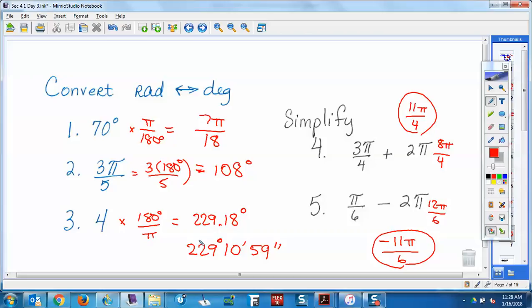Okay, so sorry about that. I wasn't real clear on those directions. This is the first time we've seen this. Simplify means add those together, but keep it in terms of pi. We need a common denominator.